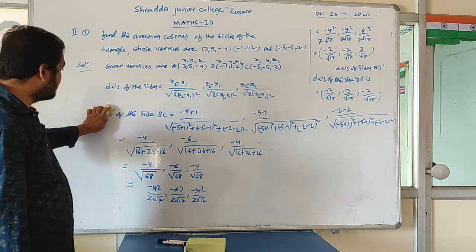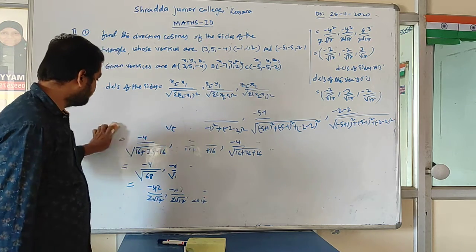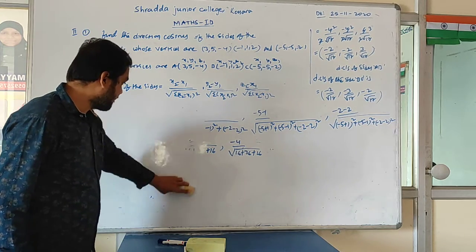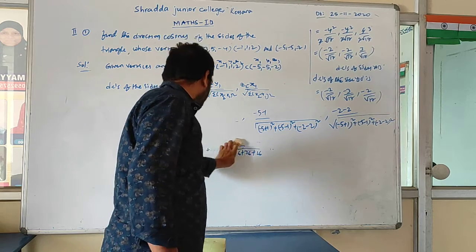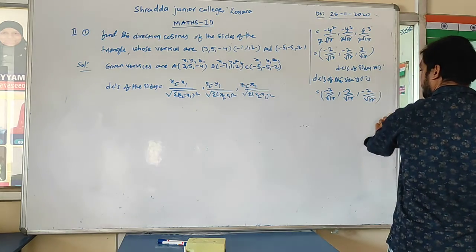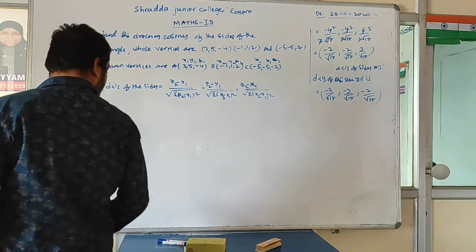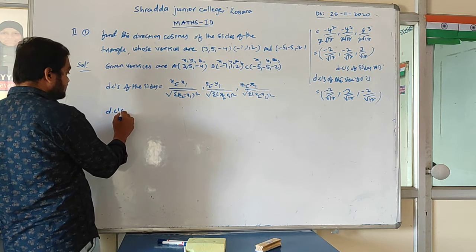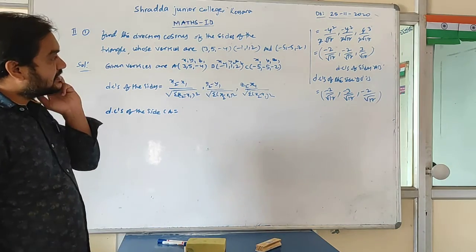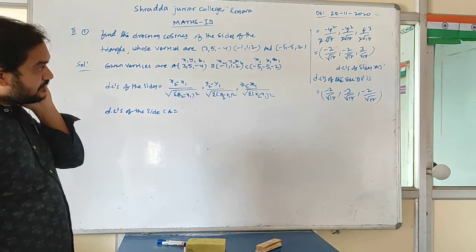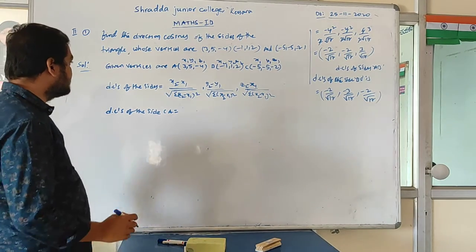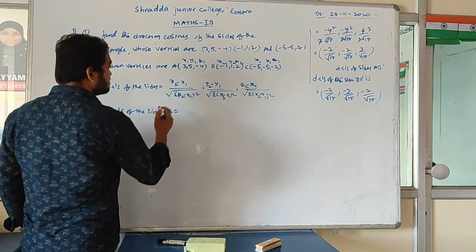Do the same process for CA. Already we found the direction cosines of the sides AB and BC. Next we have to find the direction cosines of the side CA, using the same formula.